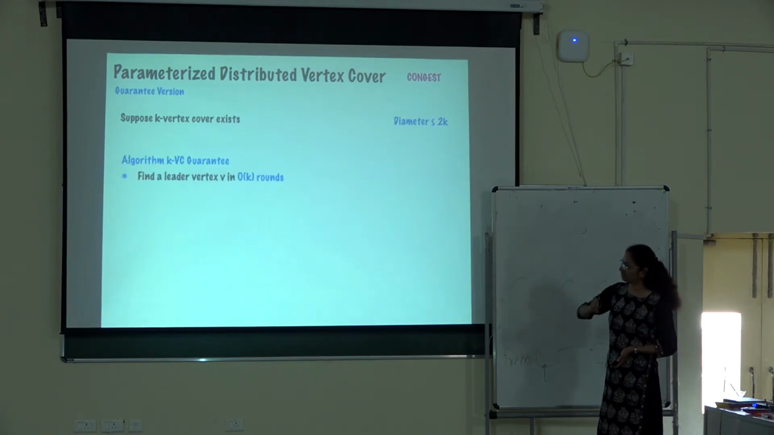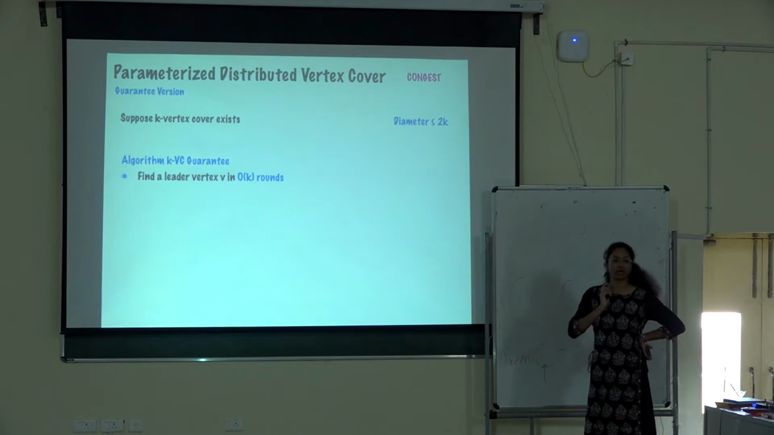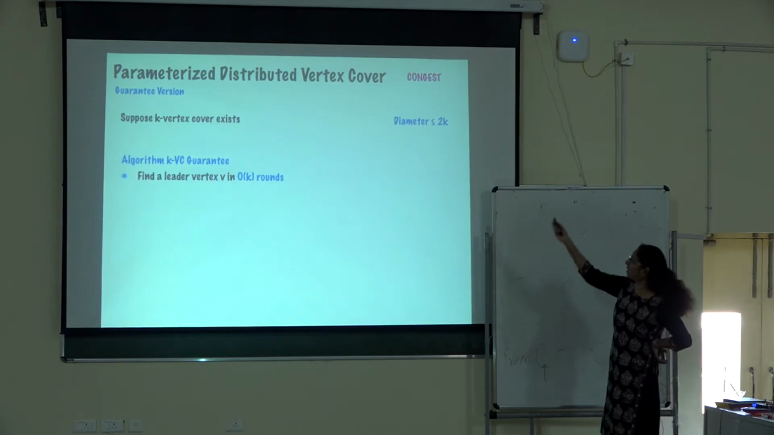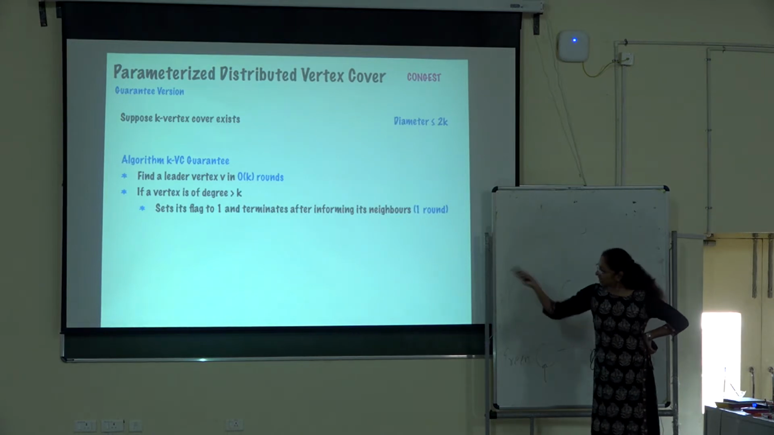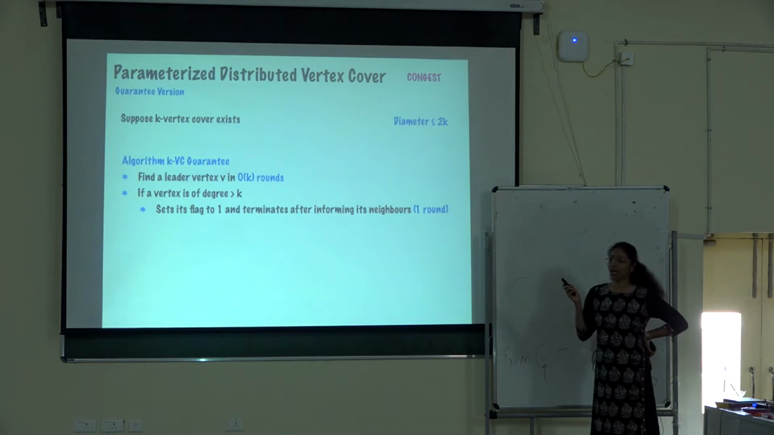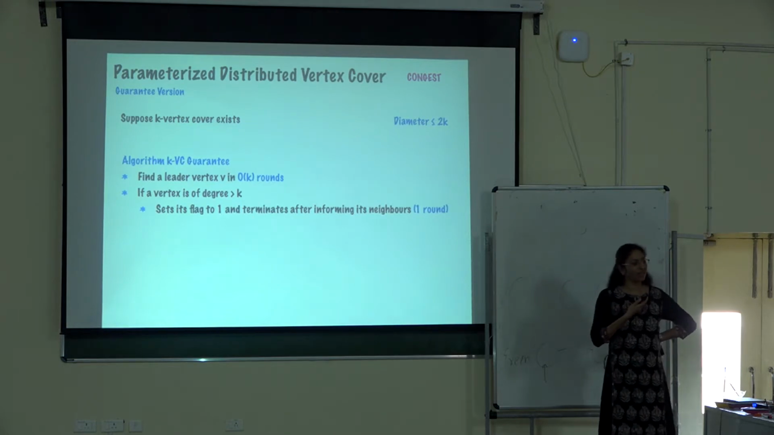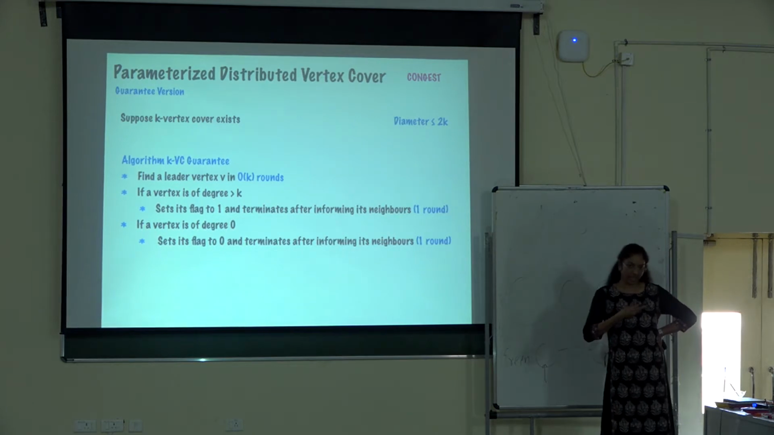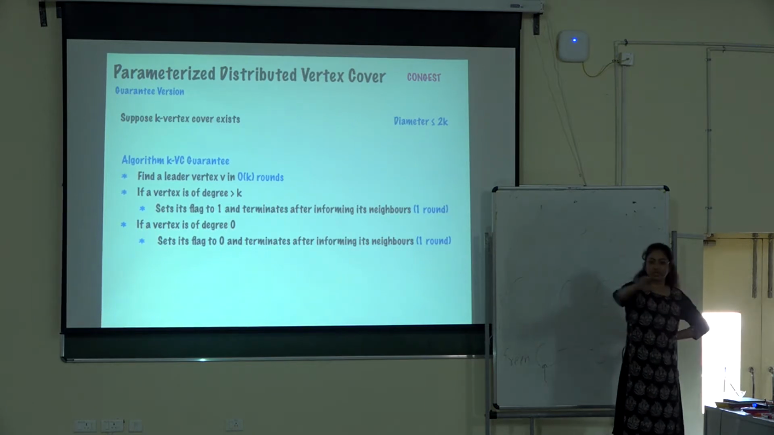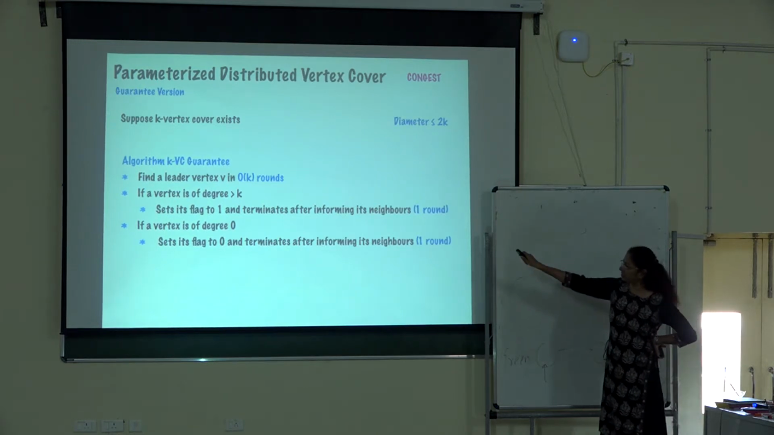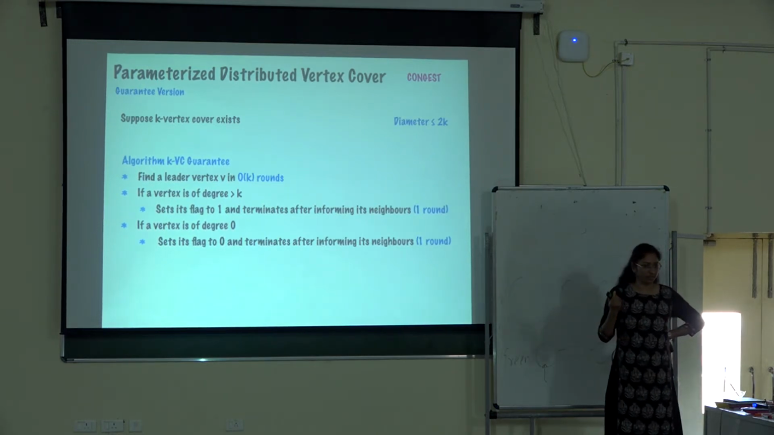Now, let's have this algorithm. Find the leader vertex in k rounds, which you can, because in diameter rounds you can, and the diameter is at most 2k. Now, here we apply our parameterization. If a vertex is of degree greater than k, it has to be in any k vertex cover. So it can just set its flag to 1, meaning that I am in the vertex cover, and give this information to the neighbors and just keep it. To send the information to its neighbors takes one round.